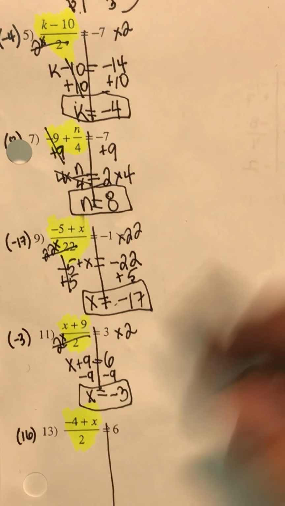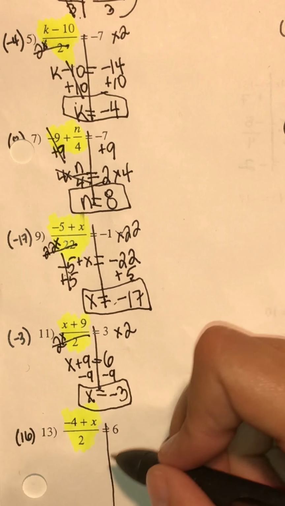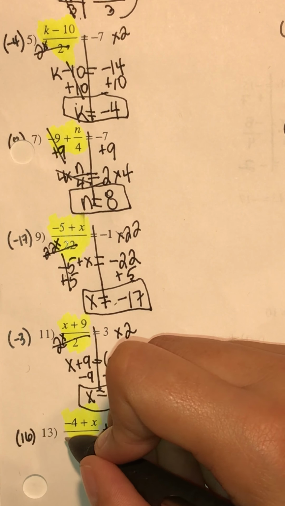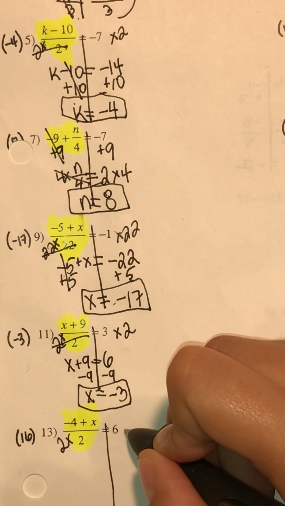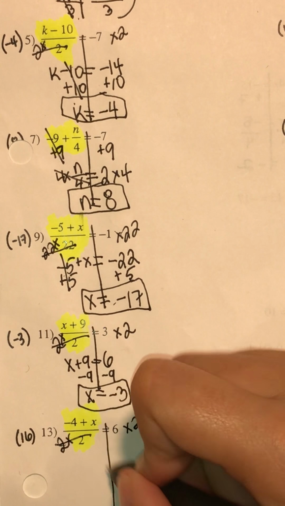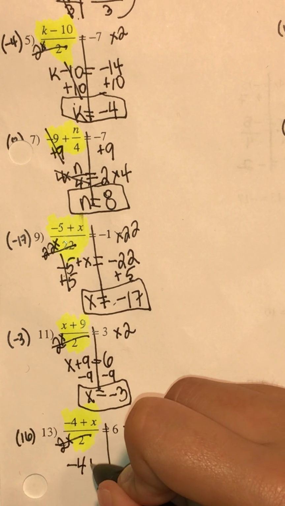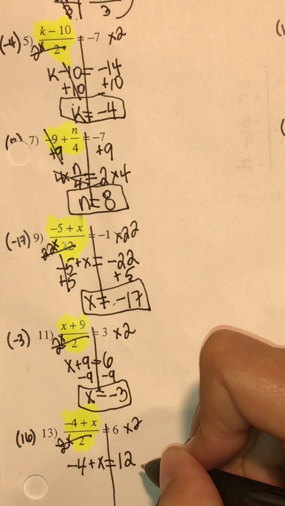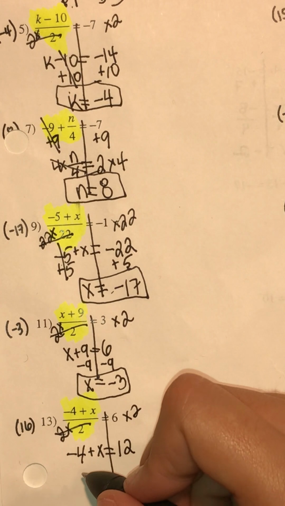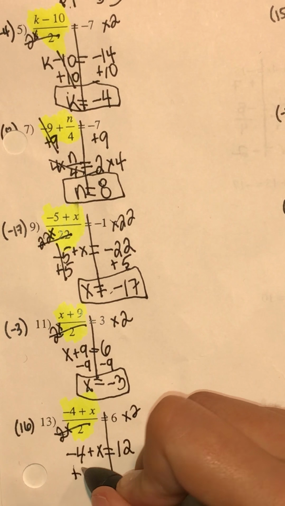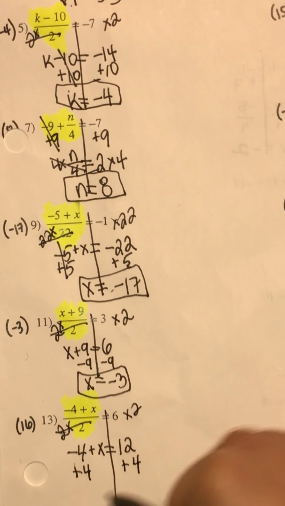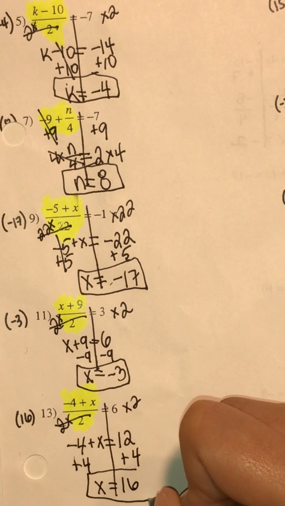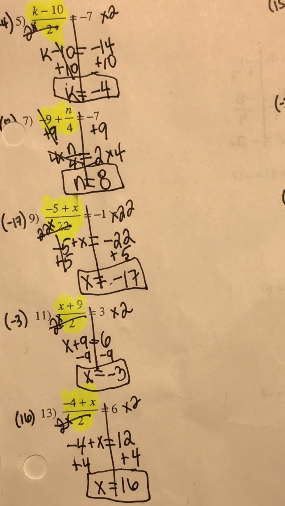And the last odd problem on the homework tonight is number 13. The number I have to get rid of first is this division by 2. Once again, the opposite of dividing by 2 is multiplying both sides by 2. I drop down my negative 4 plus x equals 6 times 2, which is 12. And then my last step would be to get rid of the number with the letter, so that's by adding 4 to both sides. And I am left with x equals 16. All of these equations required 2 steps to solve.